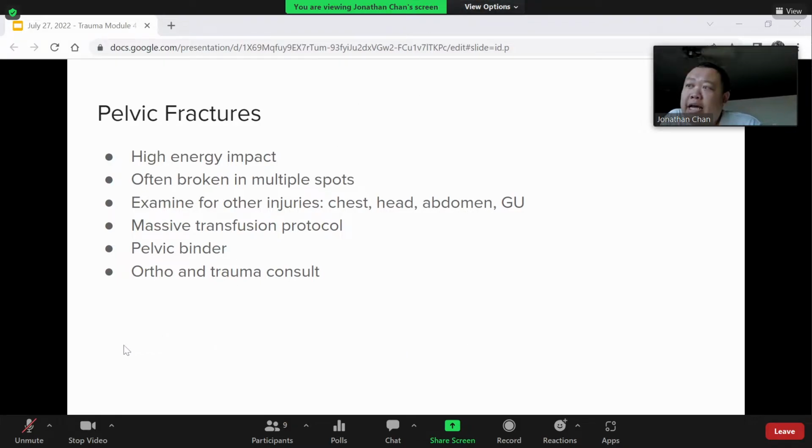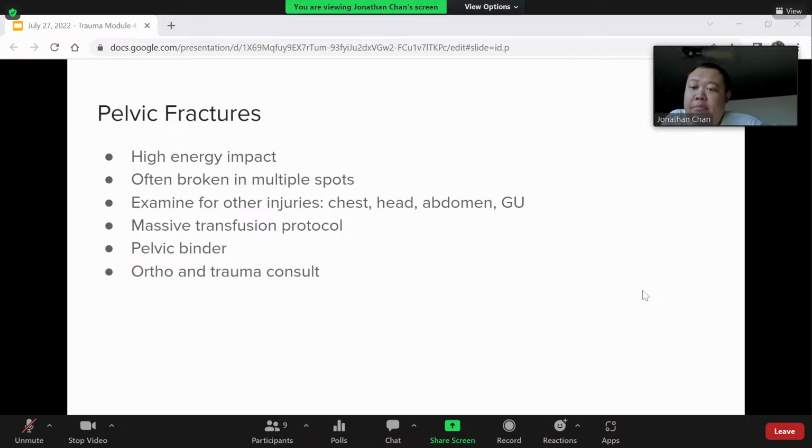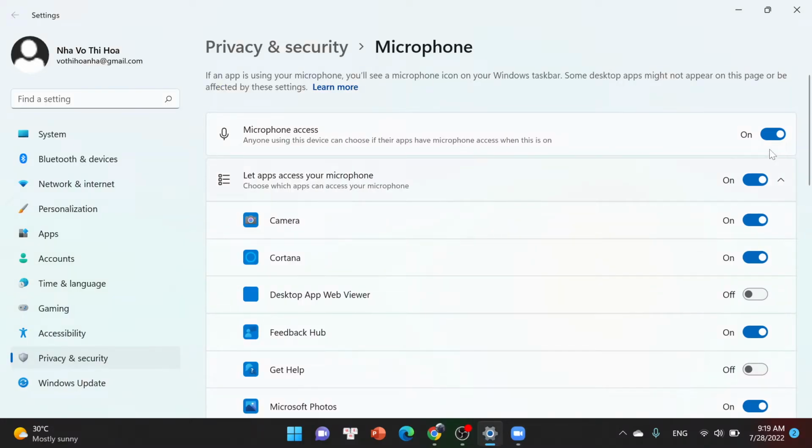Because it's such a high energy fracture, it's very important for you to examine all the other parts of the body for injuries as well, right? So we especially want to look at the chest, the head, the abdomen, and do a good genitourinary exam to make sure there are no other injuries there. You look for blood from the urethra or a high riding prostate. Those are all signs that the genitals may be injured. So we just want to do a really good exam and make sure there's nothing else injured, because of the amount of force it takes to break the pelvis.